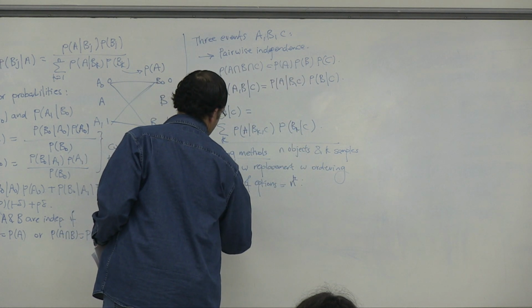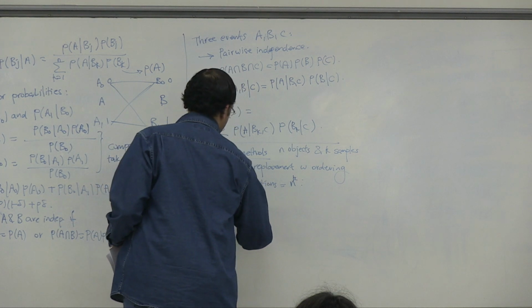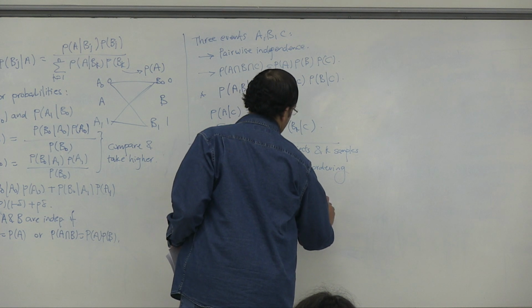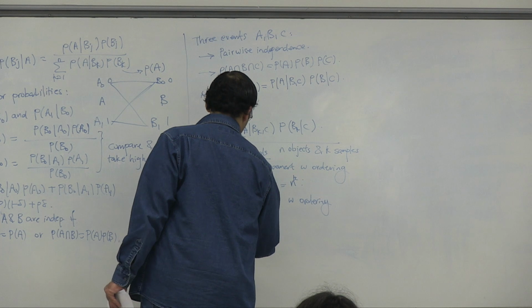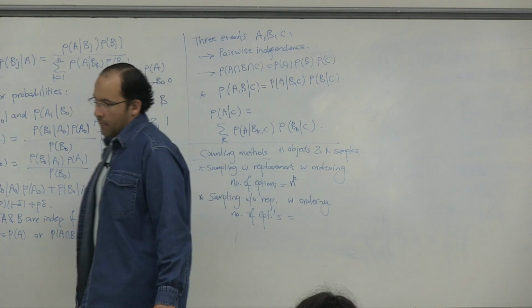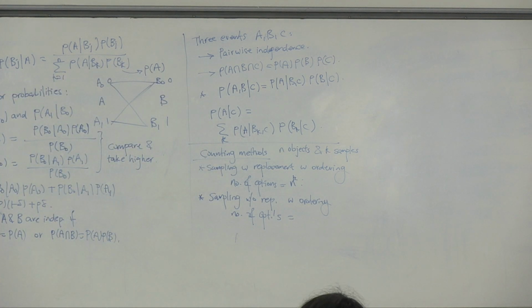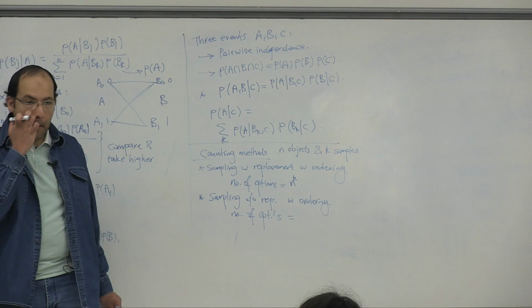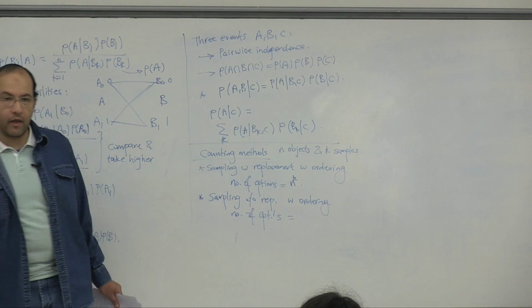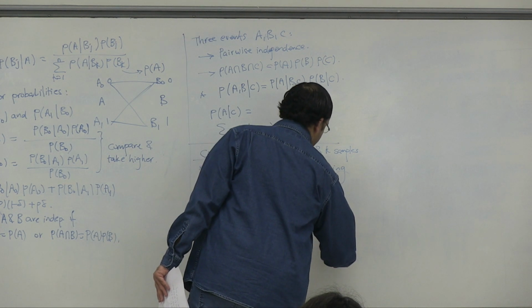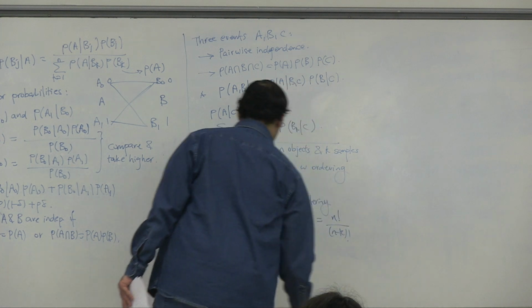Sampling without replacement, but with ordering. Number of options. Here what is happening, every single time you reduce the number of options by 1 because you don't replace. It's without replacement, but ordering matters. What is the number of options here? It's permutation k, nPk, correct. nPk, which is factorial n over factorial n minus k.